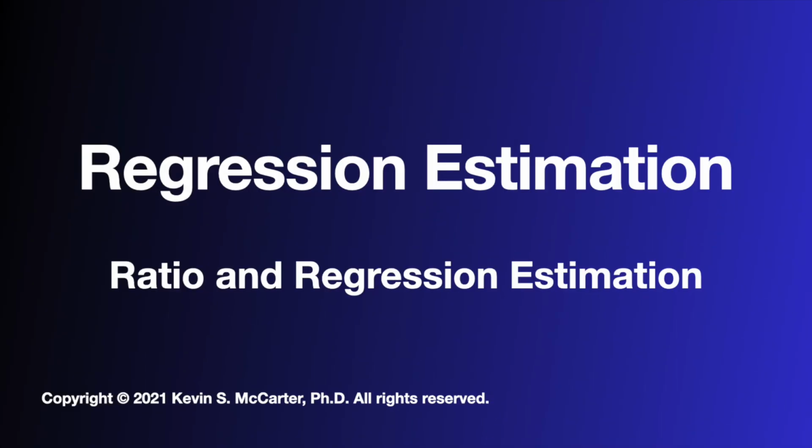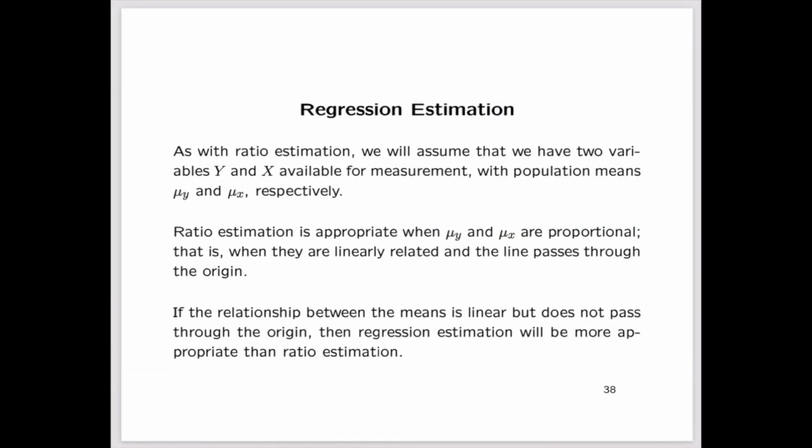All right, continuing on, we now look at regression estimation. As with ratio estimation, we will assume that we have two variables, y and x, available for measurement, with population means mu sub y and mu sub x, respectively. Ratio estimation is appropriate when mu sub y and mu sub x are proportional, that is, when they are linearly related and the line passes through the origin.